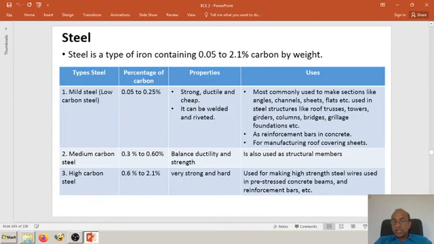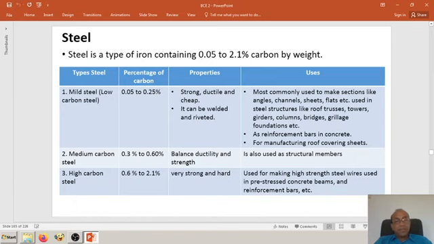It is used in steel structures like roof trusses, towers, girders, columns, bridges, grillage foundations, etc. And it is also used as reinforcement bars in concrete and for the manufacturing of roof coverings, etc.